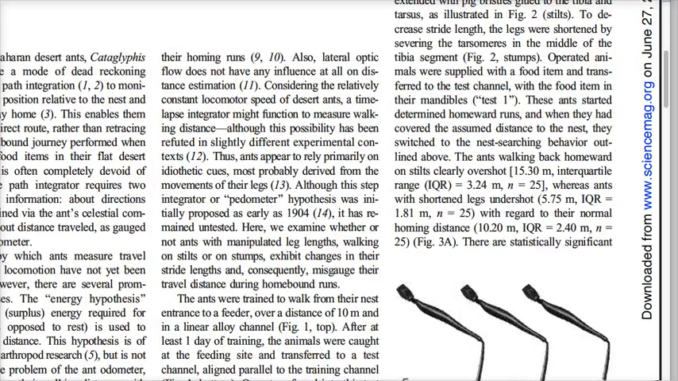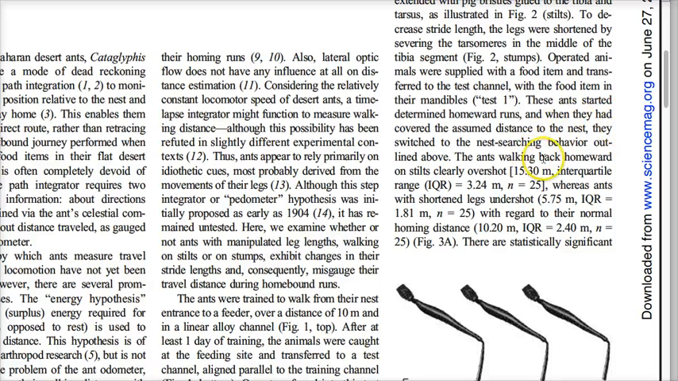Let's just start reading together. These ants started determining homeward runs when they had covered the assumed distance to the nest. They switched to the nest searching behavior outlined above. So bottom line is we had some ants, they went to get their food, and then they basically found some way to come back. And they're testing the idea of how they came back. How did they use some kind of odometer, some kind of counting mechanism, possibly. That's what we're looking at here.